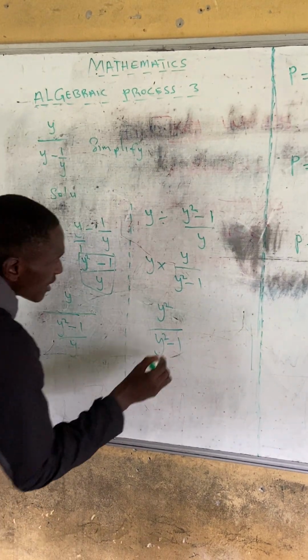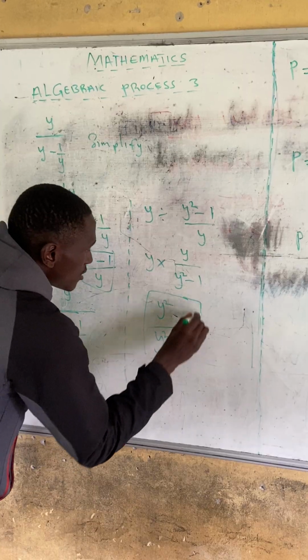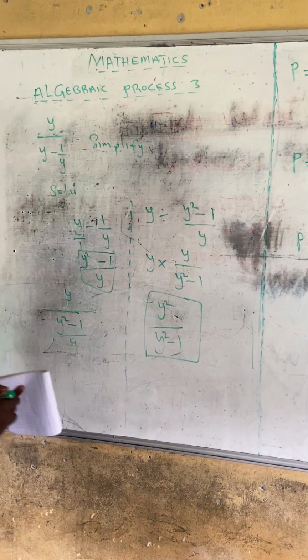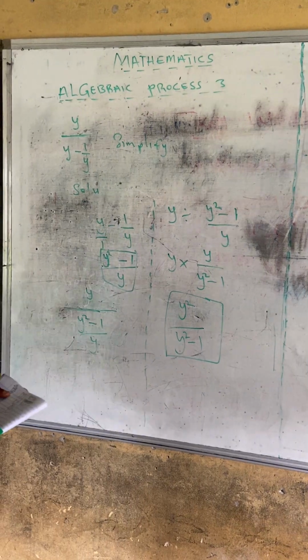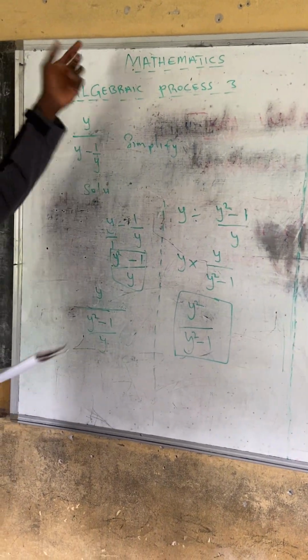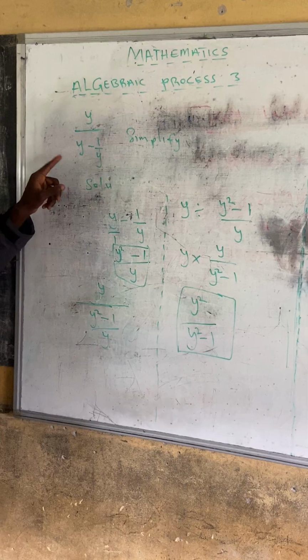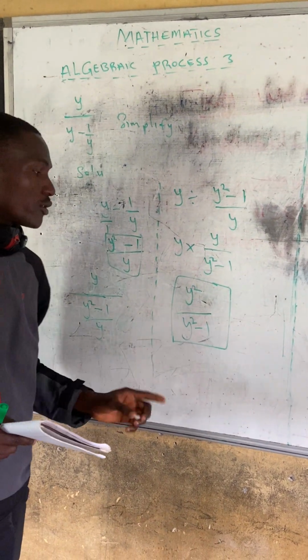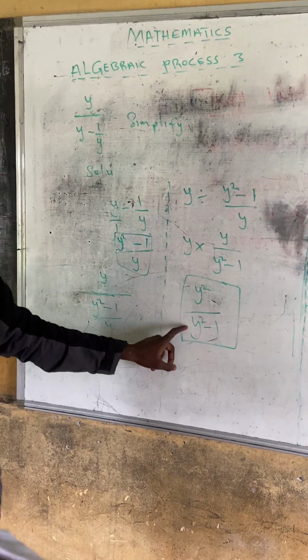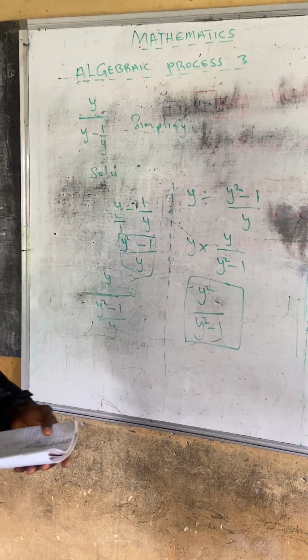Now our final answer is this. We have simplified the algebraic fraction. The given question is y all over y minus 1 over y, which, when simplified, will give us y raised to power 2 all over y raised to power 2 minus 1.